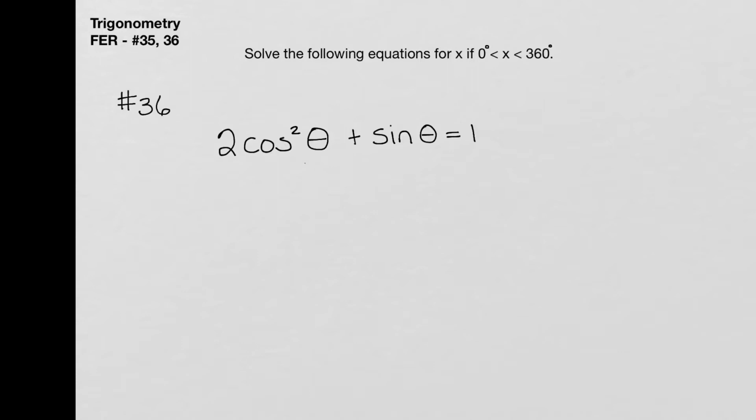Now in this problem, I have 2 cosine squared theta plus sine theta equals 1. And in the previous problems I've done, I always had, well, I shouldn't say always, but generally I had the same trig function to work with when it was something that looked like it was going to factor, like a quadratic. So what I need to do is get agreement, and what I can do to do that is change cosine squared theta into 1 minus sine squared theta.